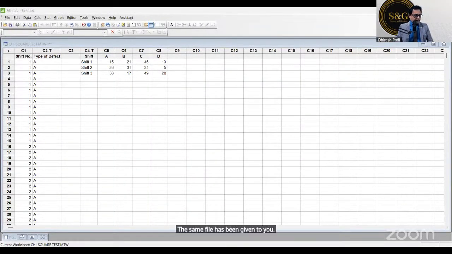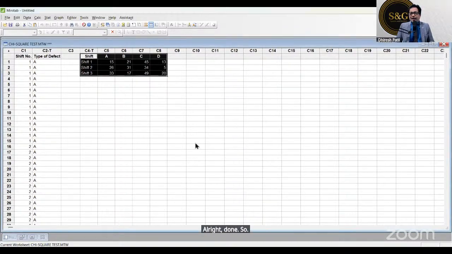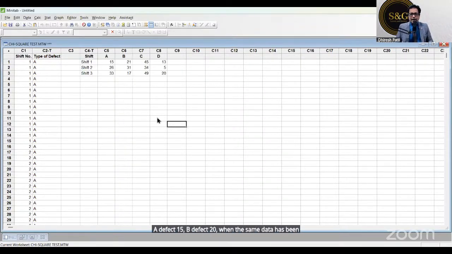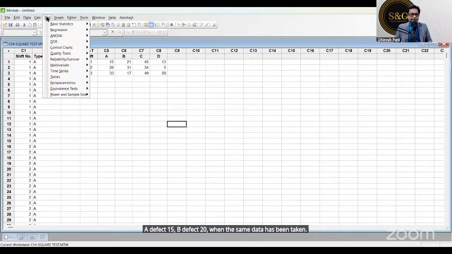Once you have opened it, please let me know in the chat. The same file has been given to you. All right, done. So the same data has been put here. Shift 1, 2, 3. A defect 15, B defect 21, the same data has been taken. Done? Yeah.